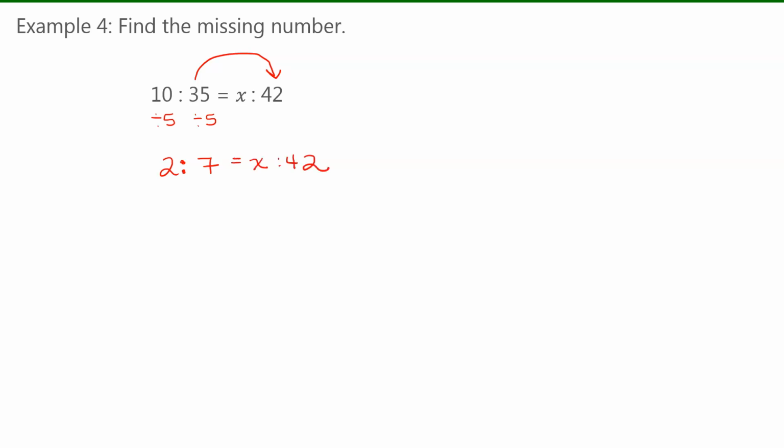Now that I have my ratio simplified on the left, that will relate much easier to my ratio on the right. So 7 to 42, so the two second terms pair up. So 7 to 42, I know I multiply 7 by 6 to give me 42, which means 2 must also multiply by 6. So 2 multiplied by 6 gives me 12. Which means the first term in the second ratio must be 12.